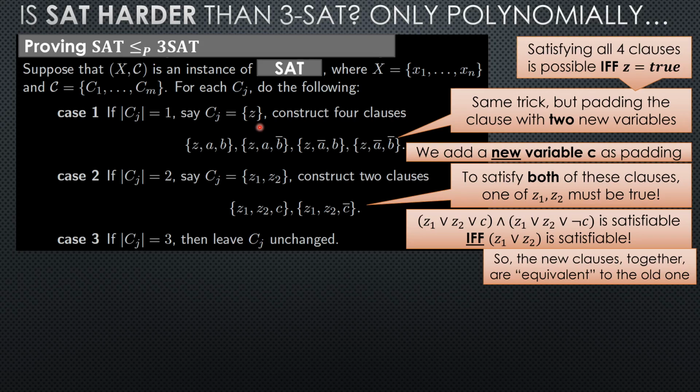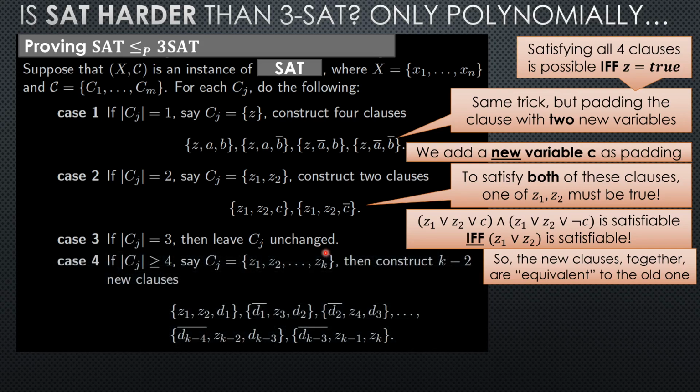Okay, case 3 is what if our clause in the sat input has 3 elements already, 3 literals already. Well, then just leave it unchanged and add it to our 3-sat input. No problem. Then that clause in the sat instance is satisfied if and only if the single clause in our 3-sat instance that we add in its place is satisfied. Okay, so that's easy.